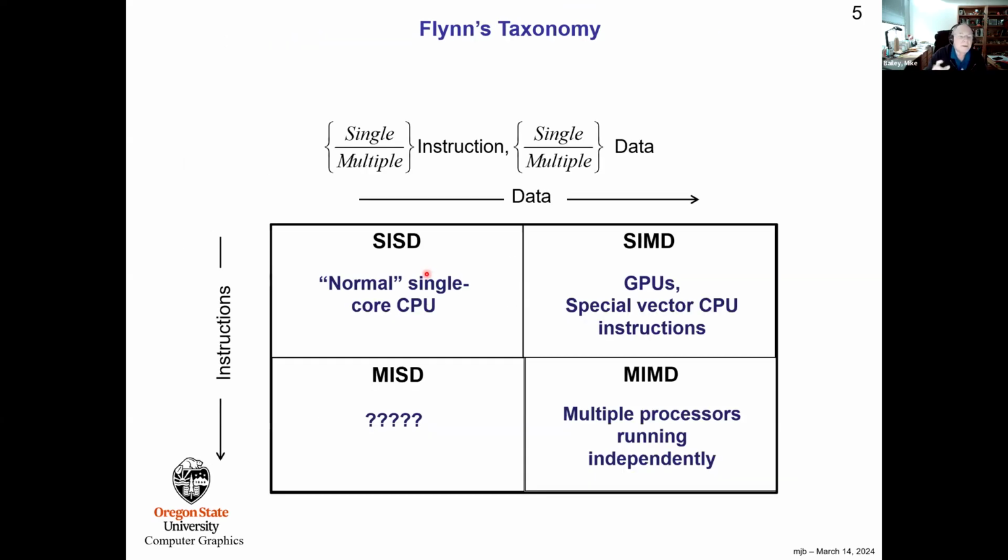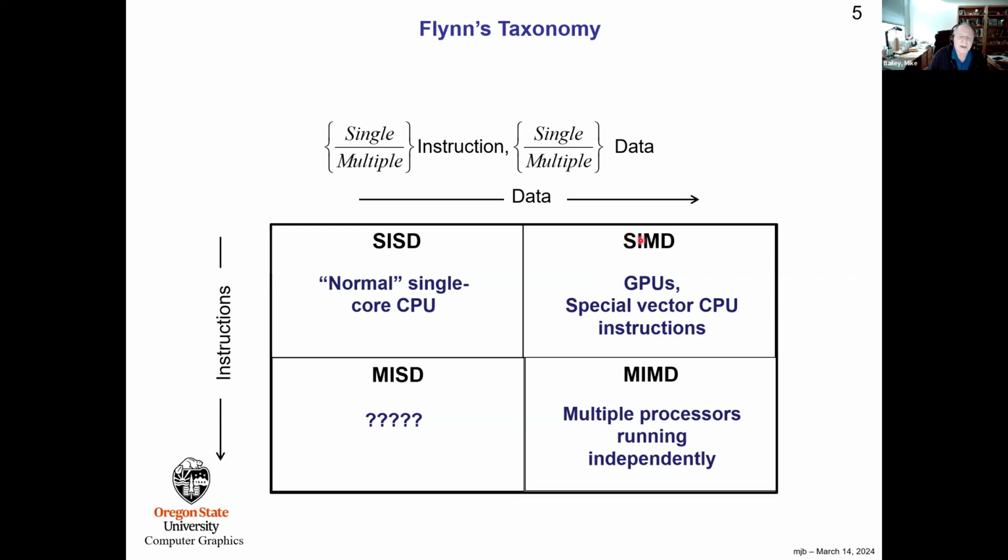While we're on the topic, there is something called Flynn's taxonomy, and it's a 2 by 2 grid. The amount of data goes this way. SD stands for single data, MD stands for multiple data. And SI stands for single instruction. So single instruction, single data, that's sort of normal computing: Z equals AX plus BY. One equation, one set of numbers, compute the result.